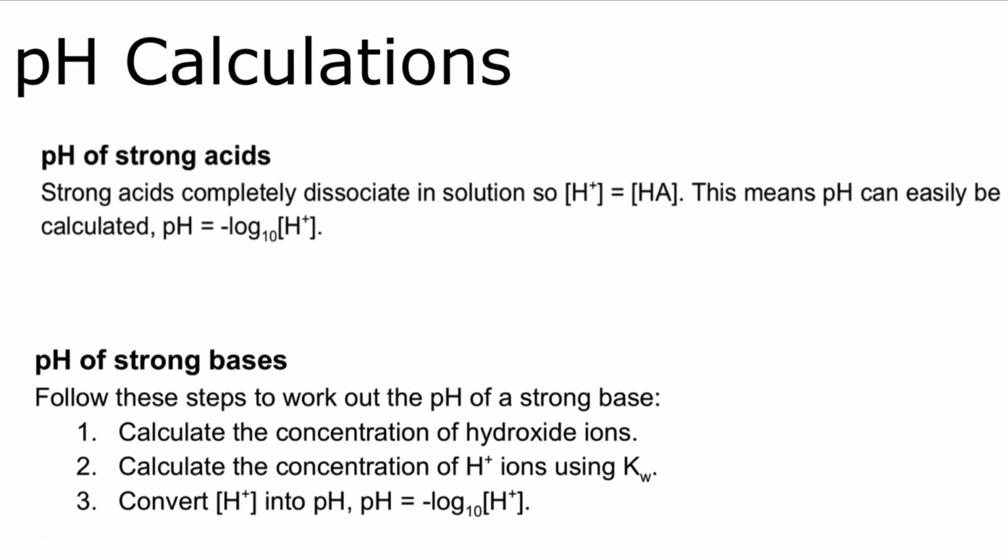pH of strong bases. To work out the pH of a strong base, you have to follow these steps. First, calculate the concentration of hydroxide ions. Second, calculate the concentration of H plus ions using Kw. Last, convert H plus concentration into pH using this equation.